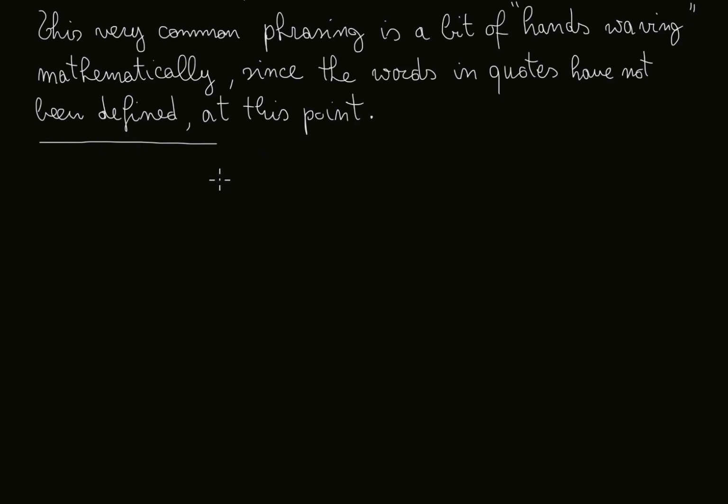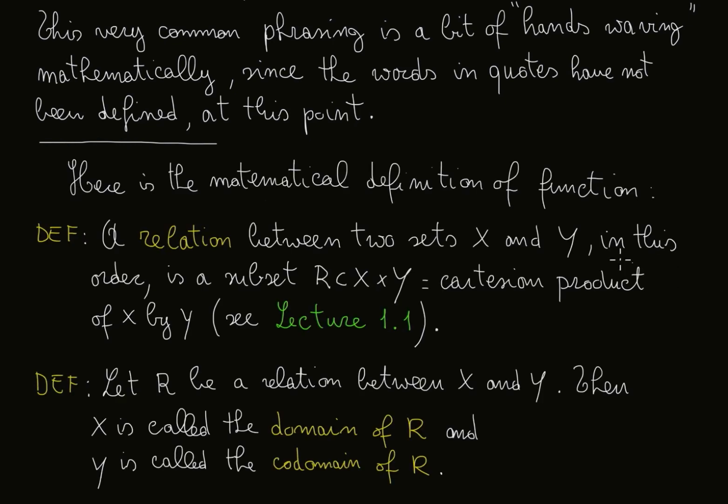In order to do that, we have to first introduce a more basic concept than a function, the so-called relation. Here is the mathematical definition. Definition: a relation between two sets, x and y, in this order, is a subset R of the Cartesian product x cross y. And for the definition of Cartesian product and a short discussion of it, I refer you to lecture 1.1.